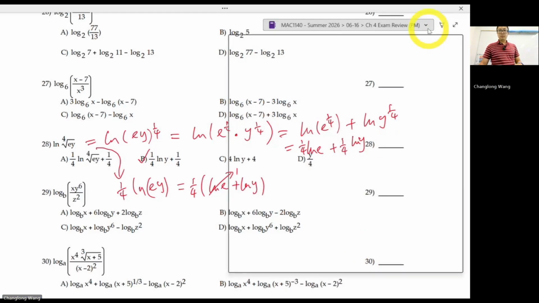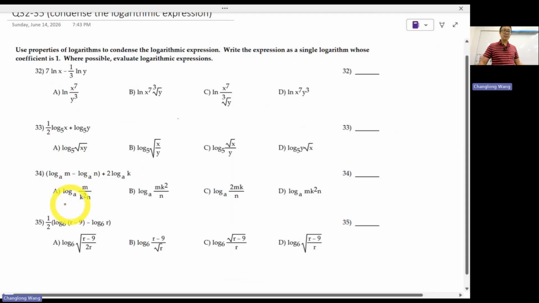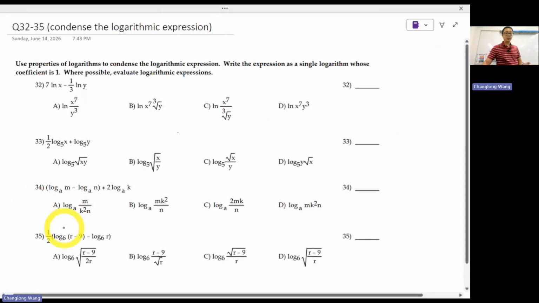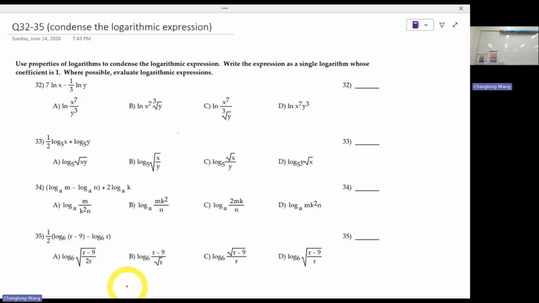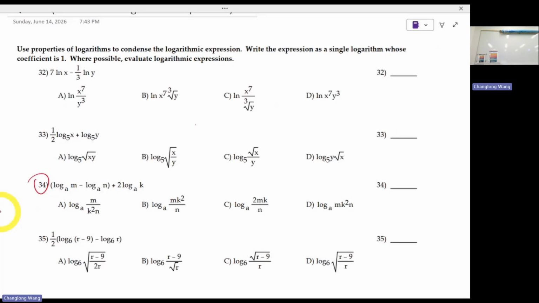Now, the condensing process is identical to what we just did, but instead of going from a compact log into a lengthy addition and subtraction of a whole bunch of logs, you go back. You could go back by simply thinking about which of those options actually works out. For example, take number 34. I don't know if we did that, I think you probably did yesterday, but let's revisit it. So I see that there are 3 logs. One deals with m, one with n, and one with k. Those are the 3 guys.